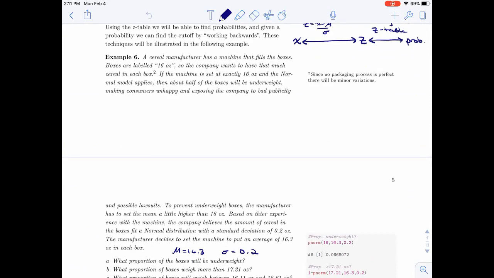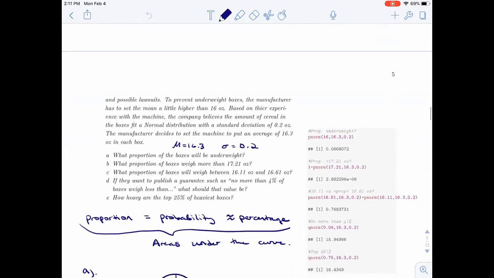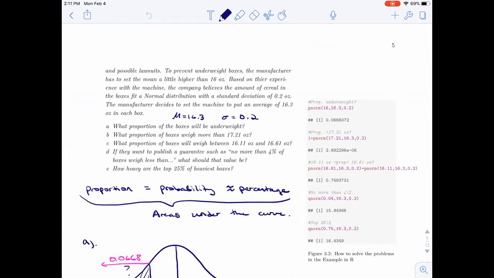Okay. Remember this example where we had a cereal manufacturer, right? And so they're filling their cereal boxes and they want to make sure that it's filling a certain amount, right? Follows a normal distribution with a mean of 16.3. There, I have it there. And a standard deviation of 0.2 ounces. Weird, right? And then we were able to answer questions like, what proportion of the boxes will be underweight? Underweight being anything less than 16 ounces in this case.